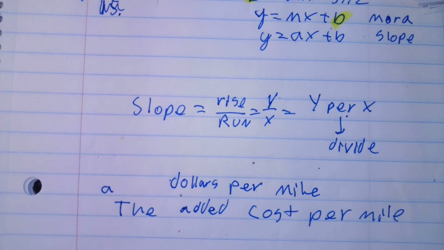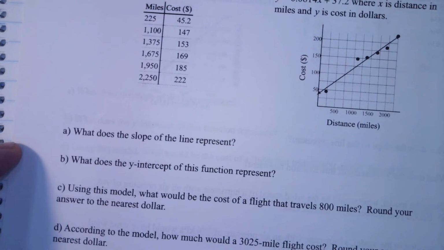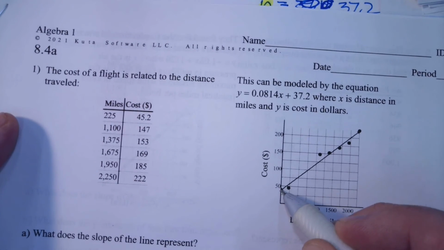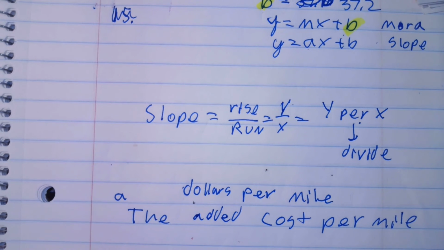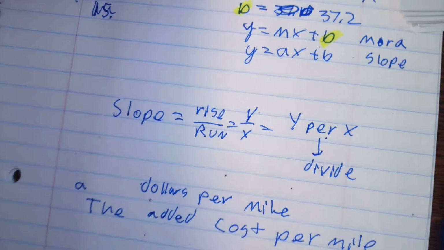Okay, let's look at the next question. What does the y-intercept represent? Well, this is the y-intercept right here. Okay, and so here's what I'm going to write for you. So we have this information about slope, so the y-intercept is always going to be the start. That's where our graph is going to start.